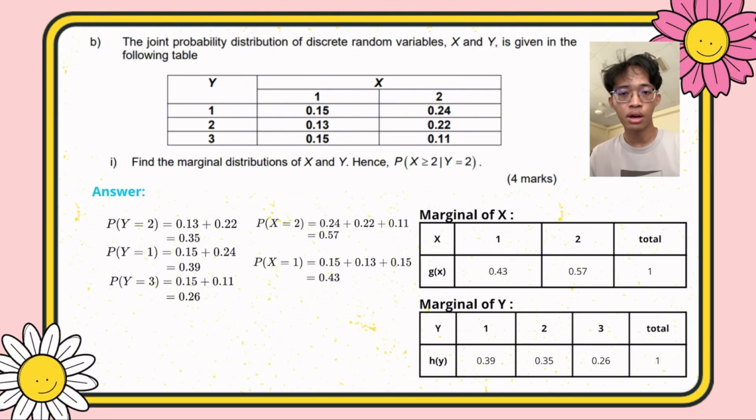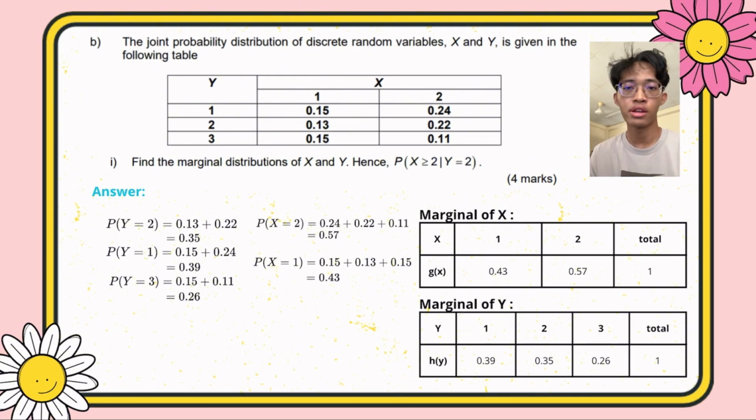I will begin by finding the marginal distribution of Y by summing the joint probabilities across all values of X. When Y is equal to 1, the probability is 0.39. When Y is equal to 2, the probability is 0.35. When Y is equal to 3, the probability is 0.26.